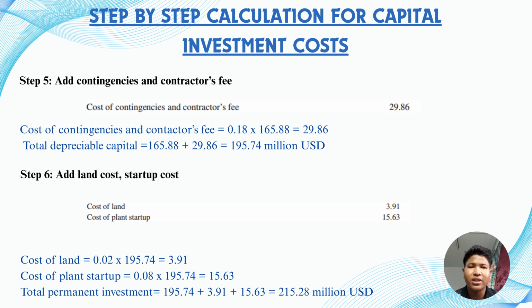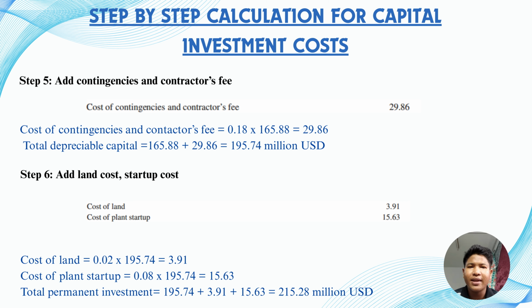Step 5. Adding the contingency and the contractor fees. This step accounts for the unexpected costs during construction, like design changes, inflation, or the contractor margin. We use 18% of the direct permanent investment, which is a standard value for a moderately complex chemical plant. The contingency and contractor fees are equal to 0.18 times 165.88, which is equal to 29.86 million USD. This brings the total depreciable capital, which is TDC, to 165.88 plus 29.86, which is equal to 195.74 million USD.